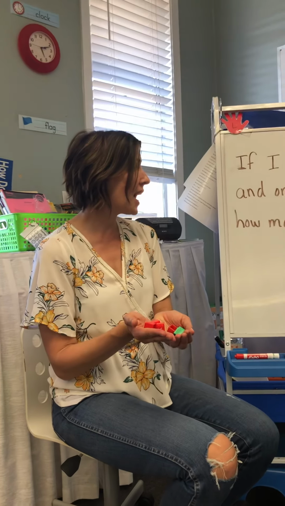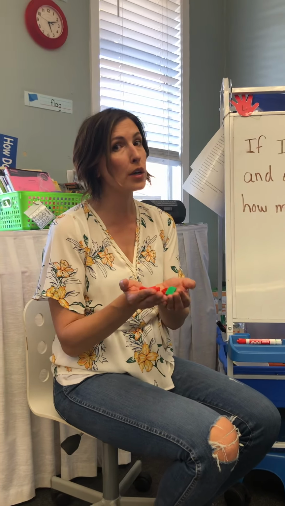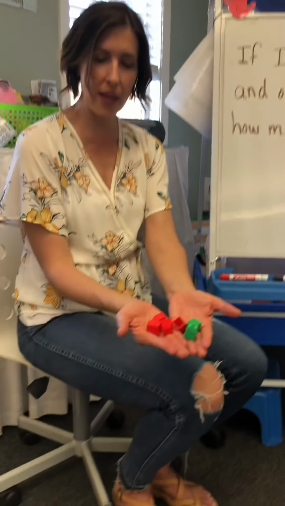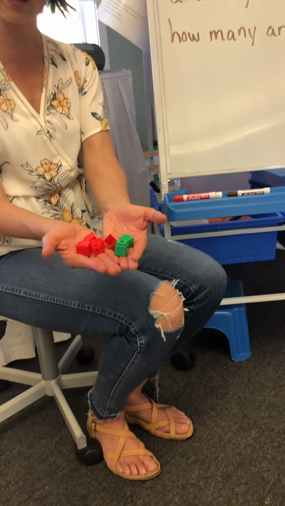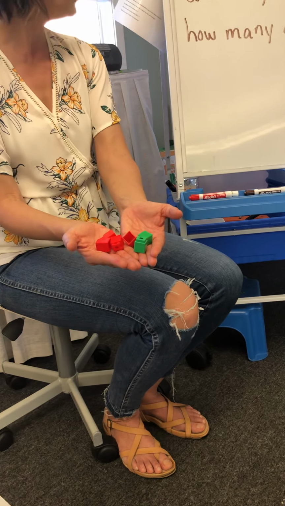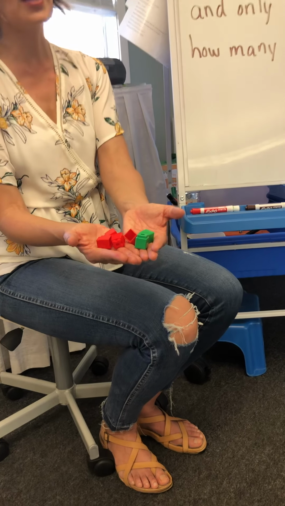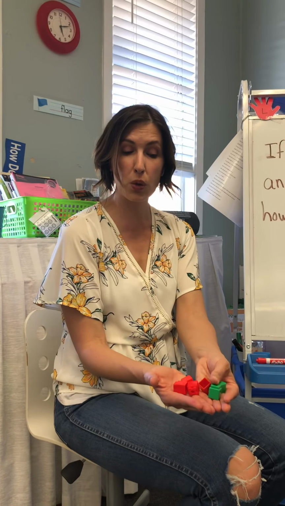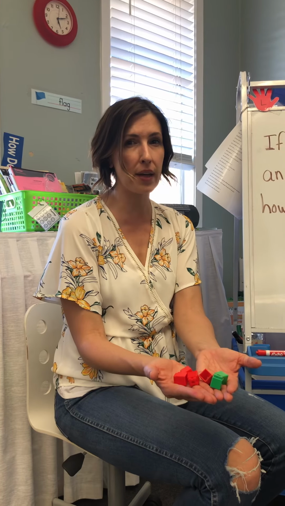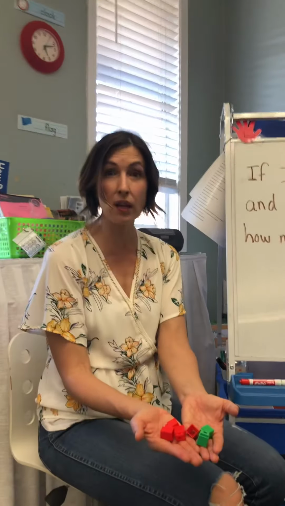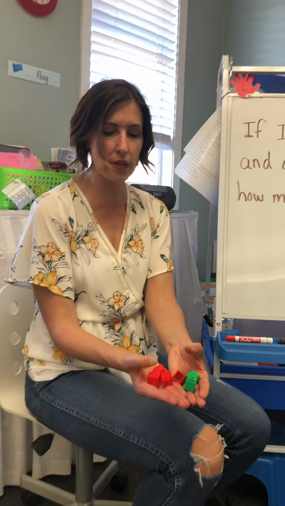Now the story says only 2 are green. Now look at that. Miss Willette has 2 in here that are green. And the question asks, how many are red? So if 2 of them are green, how many of them are red? What are you saying? Are you saying 4? Did you count 4? 1, 2, 3, 4.